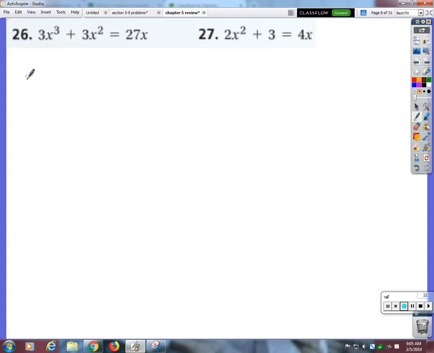Okay, Austin, what do we do first for number 26? Subtract 27. Yeah. So I'm going to go 3x cubed plus 3x squared minus 27x equals 0. Okay, what can I factor out of it? I can factor an x out. What else can I factor out? Oh, I wrote that wrong. Sorry, that should be a 3x squared. What number goes into 3, 3, and 27 evenly? 3. So I can factor 3 out also.